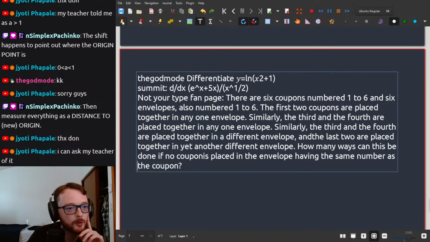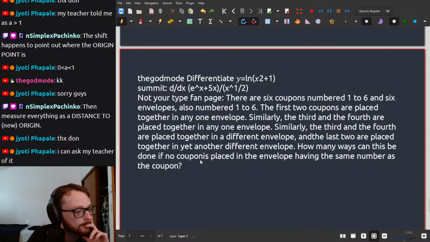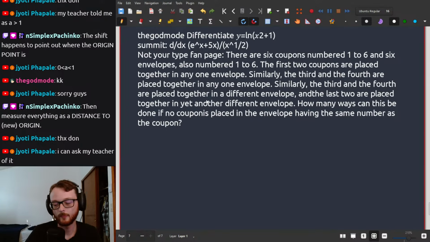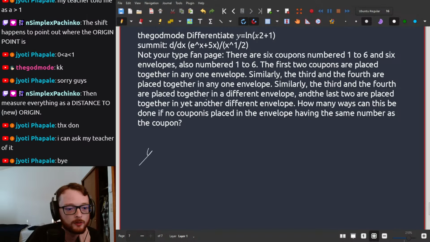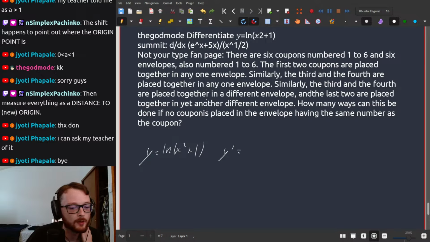Okay, so this is the queue as it stands now. So the God mode wants to differentiate y equals ln of x squared plus 1. All right, see you, GOD. We need to use the chain rule for this. I tend to think of this as working from the outside in.